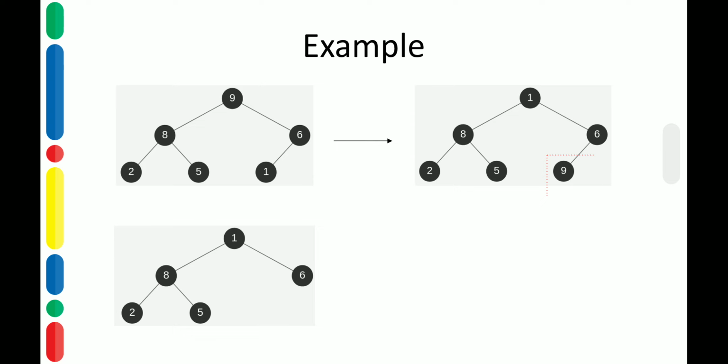Next we check for parental dominance. When we compare 1 with 8, we do a swapping. And again 1, if we compare with its children 2 and 5, it is lesser. Again we exchange it with the largest child. Among 2 and 5, 5 is the largest. So we exchange 1 with 5. So the resulting heap will be this: 8, 5, 6, 2, 1.